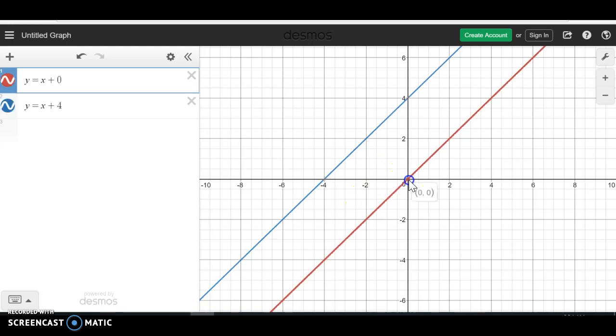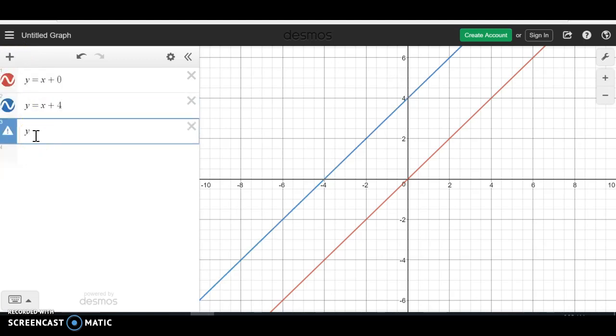So we turned this point right here, and we moved it up to here, and it just made everything slide up 4. So changing the y-intercept, or the b number, will make the line slide up or down that many units, depending on if we're adding or subtracting. If we add, it slides up. If we subtract, it moves down. Let me show you an example of moving down.